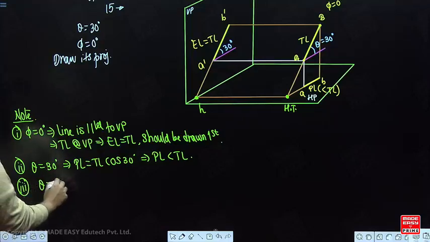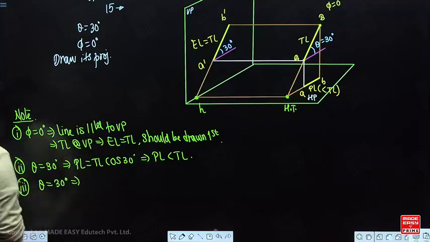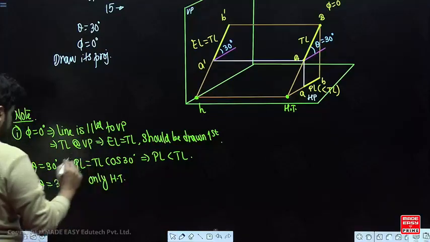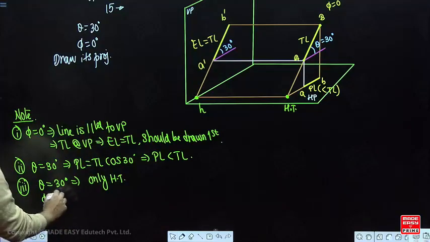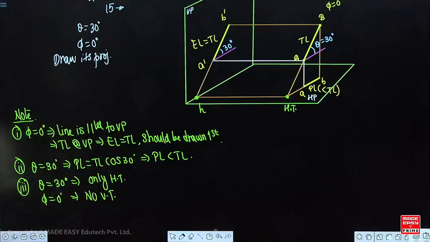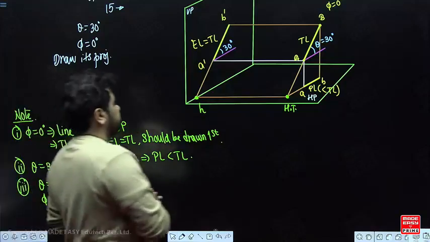Third, theta is equal to 30 degree, so that means only horizontal trace, correct? And here phi is equal to 0 degree, so no vertical trace, correct? यहाँ पे देखो थर्ड पॉइंट है ना, so theta is 30 degree, okay. Next, fourth point.